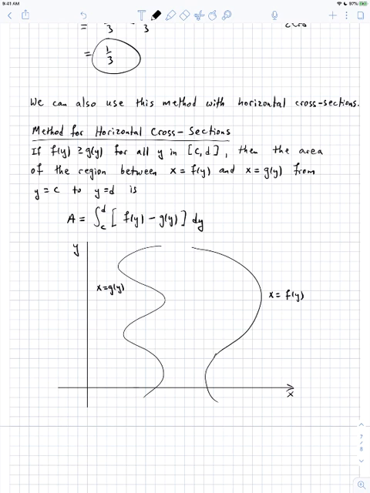So we want to find the area of the region between these two curves from some c to some d. So let's mark off c and d. There we are, c and d. So this is roughly what the region looks like. We can just fill it in like so.